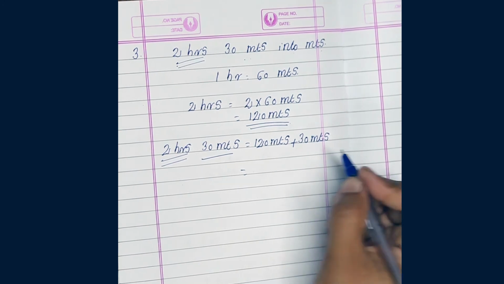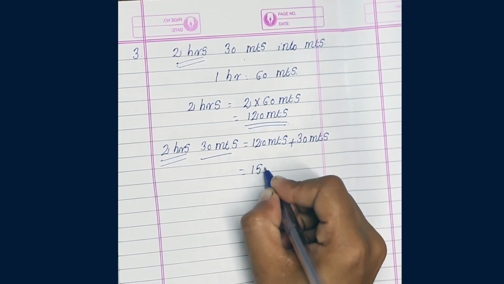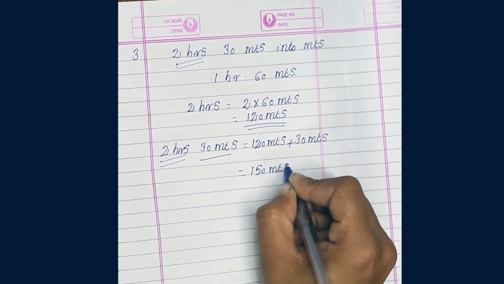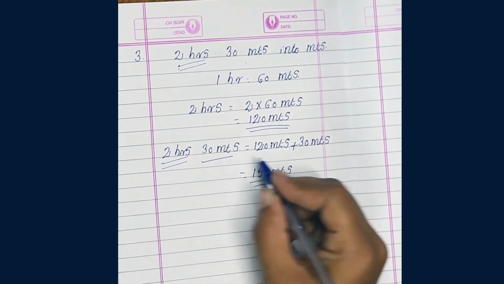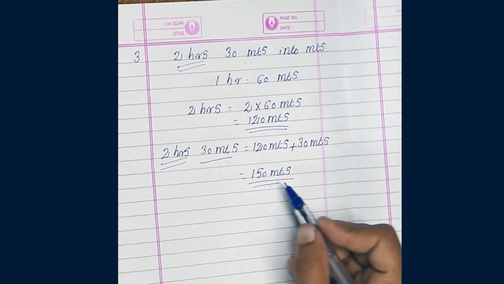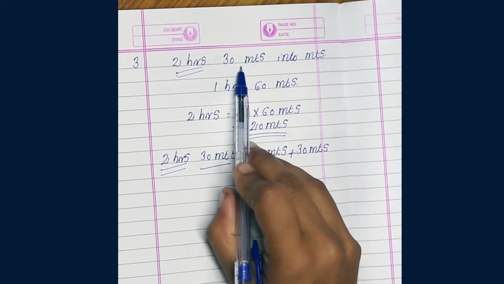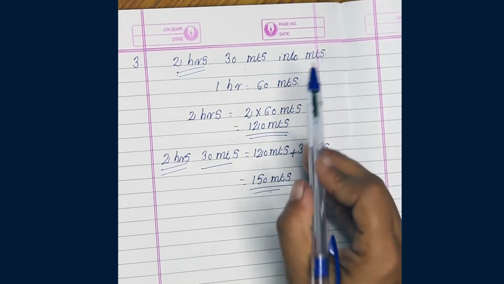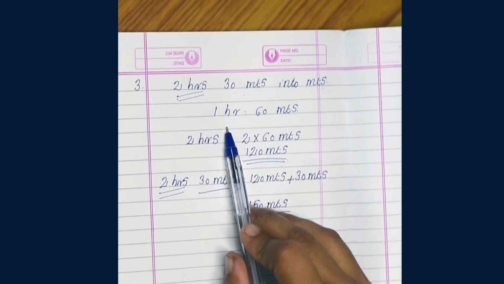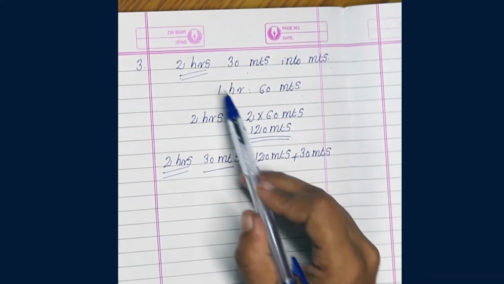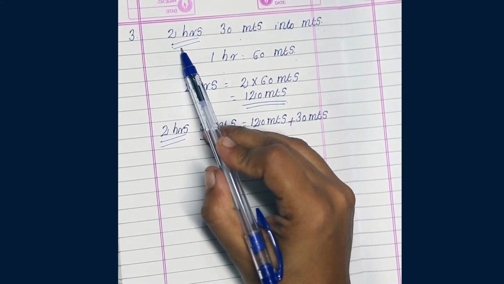So 120 plus 30 equal 150 minutes. Therefore 2 hours 30 minutes equal 150 minutes. Then once again our question is 2 hours 30 minutes into minutes. First step, we know that 1 hour equal 60 minutes. Here we want to convert 2 hours into minutes.